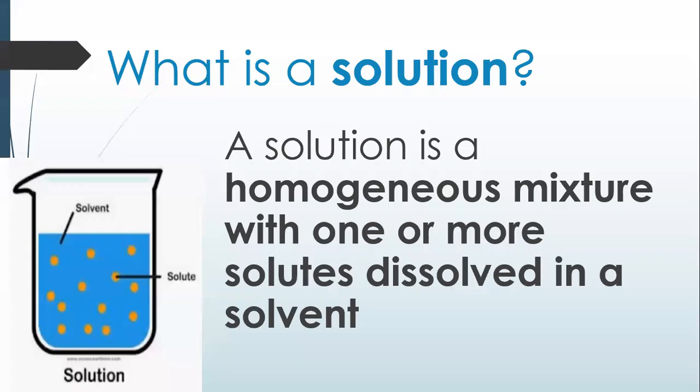So what is a solution? A solution is a homogeneous mixture with one or more solutes dissolved in a solvent. Look at this illustration here. The blue-colored water or the blue-colored liquid represents the solvent, while the yellow ones represent the solute. This is what happens in a solution.